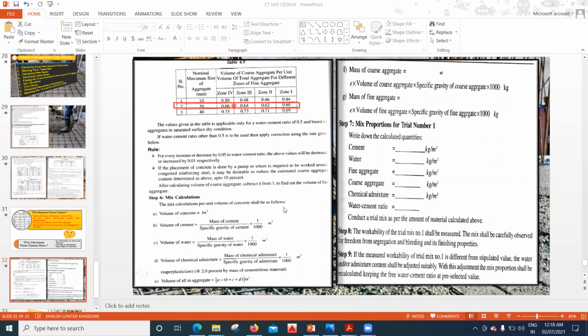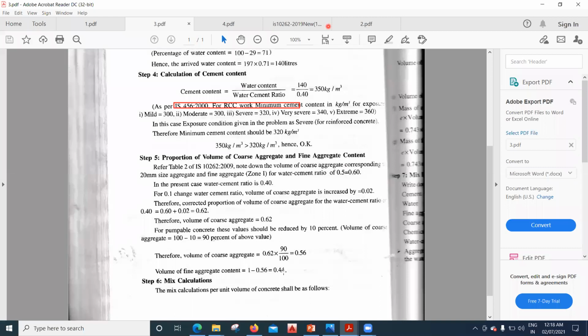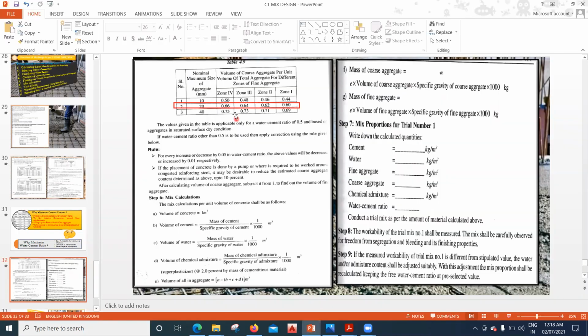Now what is the sand that we saw? The fine aggregate is trying to tell us which zone it belongs to, that you need to understand. To zone 1, isn't it? That is the fine aggregate we have, conforming to zone 1 of table 4. Forget about the table, we'll see what table that is. But zone 1 is given. That's it. Go here.